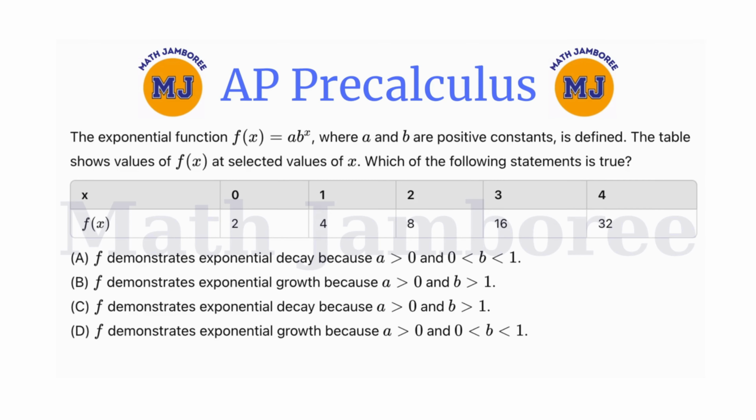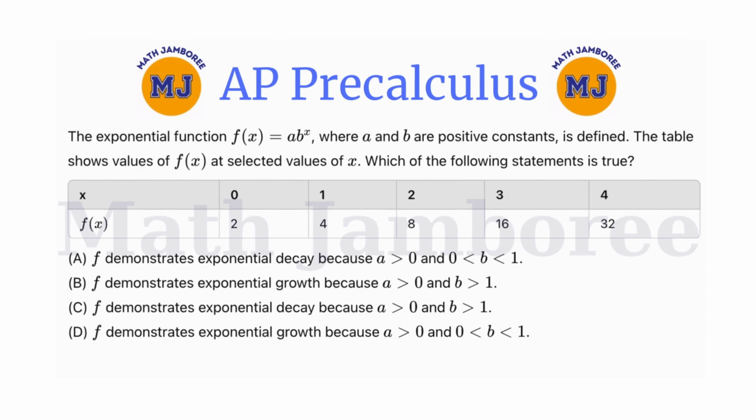X is 0, 1, 2, 3, 4, so x values are increasing. The y values are 2, 4, 8, 16, 32. These are also increasing. Since they are both increasing, this must be a growth function, not A or C. So the answer is either B or D. Obviously, you can guess the answer right now, but I'd like to show you the algebraic solution for it.